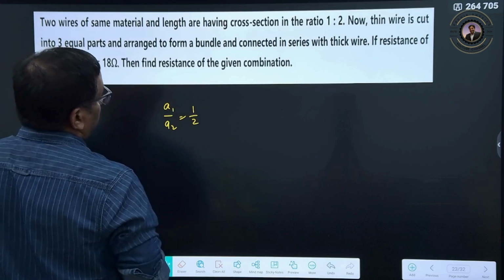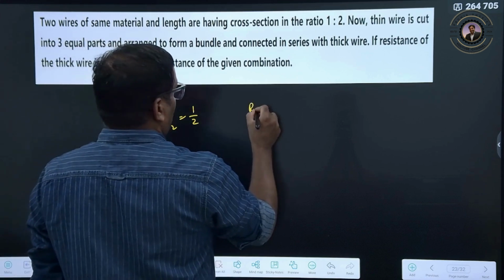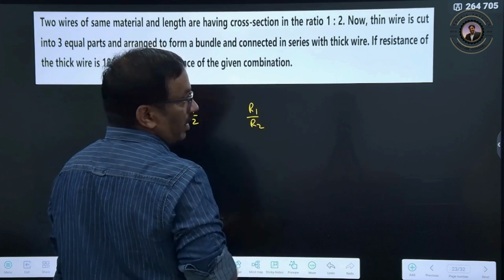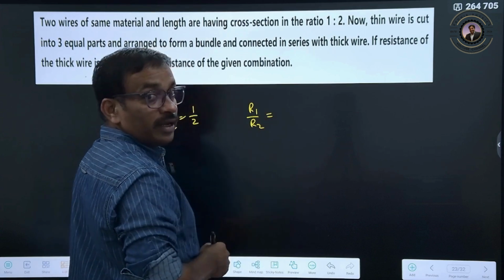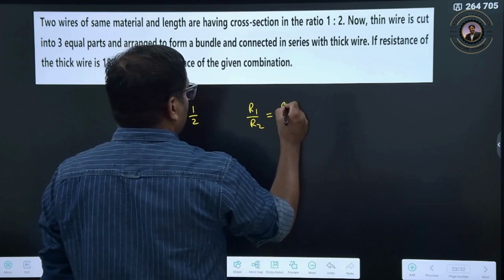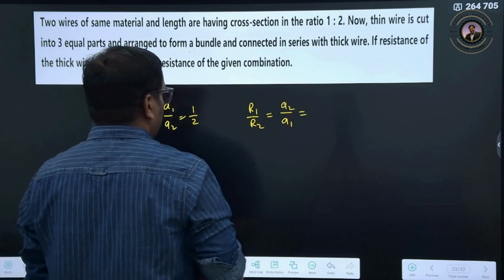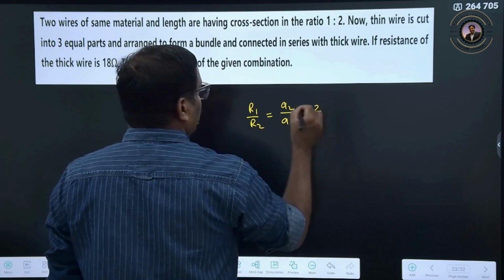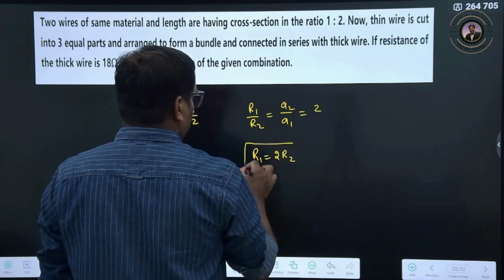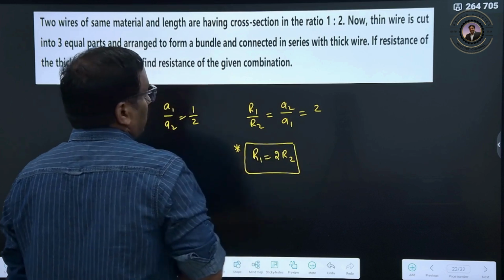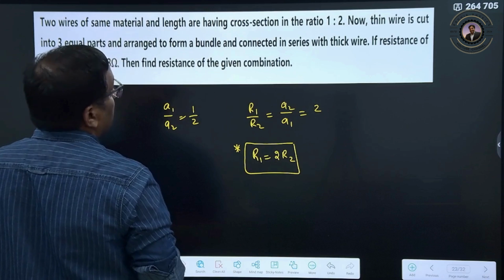Clear? So here let us calculate R1 by R2. R1 I can take as the thin wire and R2 as the thick wire. Resistance is inversely proportional to the area, which means A2 by A1. So A2 by A1 gives 2. Therefore R1 will be equal to 2 times R2.